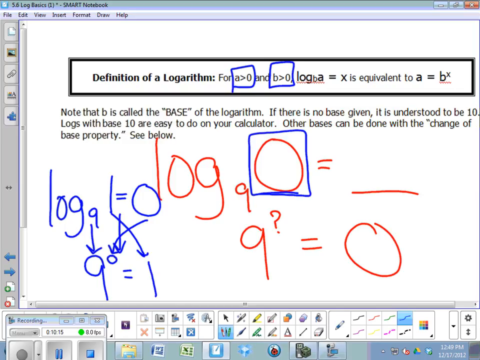All right, that's it for the intro to this, and we will continue at the bottom of the lesson on change of base property in a separate video.